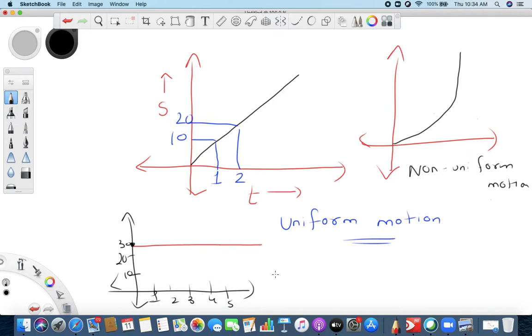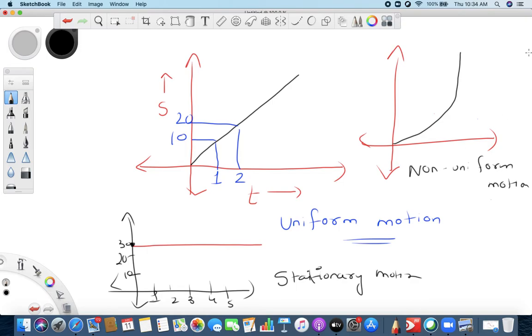So that's why it is a stationary graph, stationary motion, right? Because it is not increasing, we call it a stationary motion. Clear? I hope you are getting what I am trying to say. So this is stationary. Okay, so that is the stationary motion I was talking about.